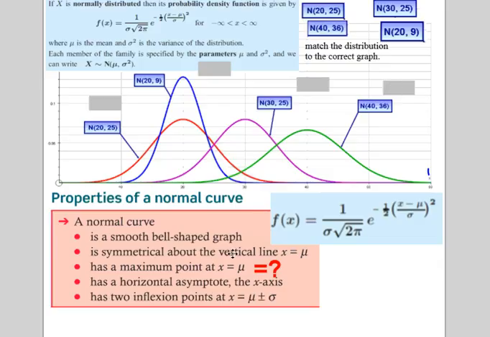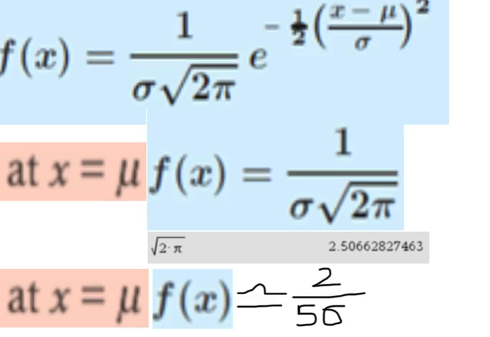So the axis of symmetry is x equals mu. And what about the maximum value? Well, there's a quick and easy way to deal with that. If we imagine the probability density function here when x is mu, then of course this exponent simplifies to 0. So e to the power 0 is 1. You're left with this. And then the square root of 2 pi is approximately 2.5. So we can approximate the maximum value as 2 divided by 5 sigma.